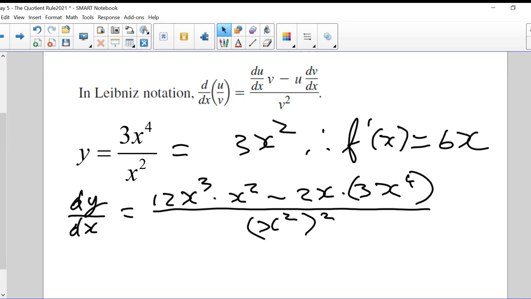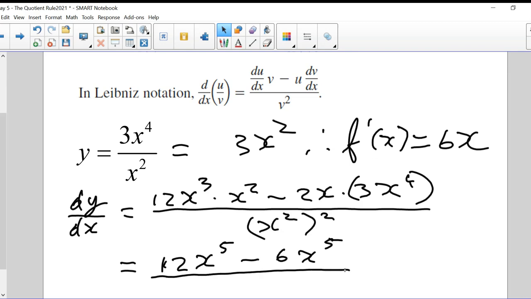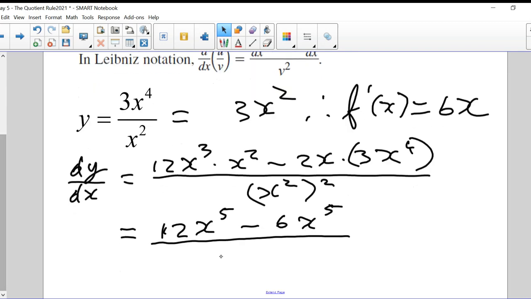Because remember, our goal is to end up with the 6x. That's what we expect to get from all of this, right? Because we're saying that if you just simplified this, it would just be 3x squared, and that's just simply 6x if you were to derive it. So let's keep going. So this first one here is going to give us 12x5 minus, this looks like 6x5, right? Again, I'm adding exponents together, divided by x squared squared is x4, right? You multiply the two exponents together.